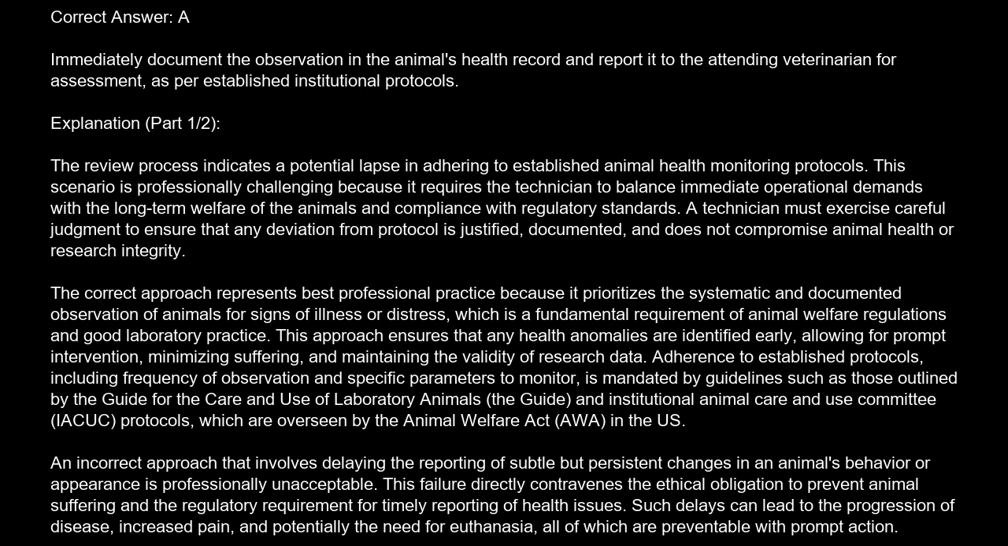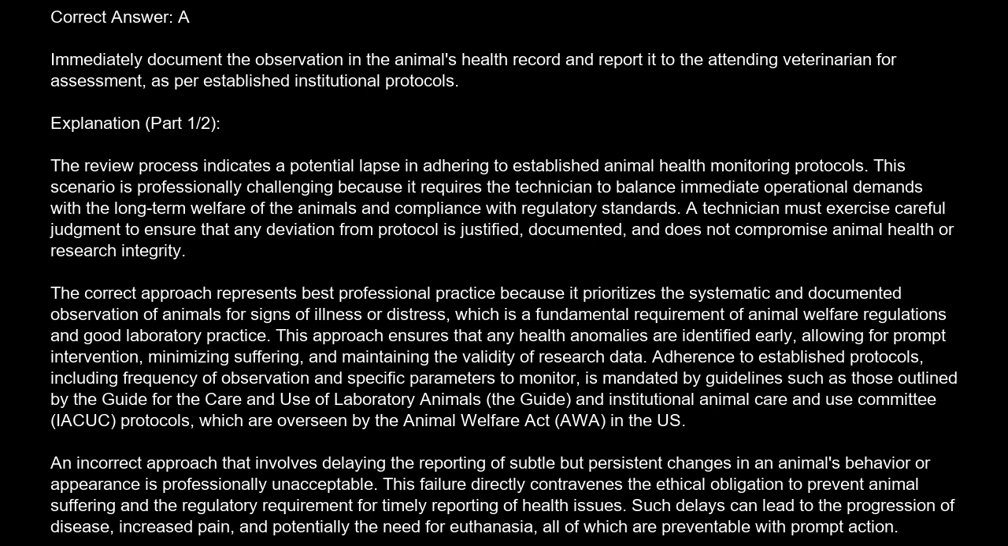A technician must exercise careful judgment to ensure that any deviation from protocol is justified, documented, and does not compromise animal health or research integrity. The correct approach represents best professional practice because it prioritizes the systematic and documented observation of animals for signs of illness or distress, which is a fundamental requirement of animal welfare regulations and good laboratory practice.